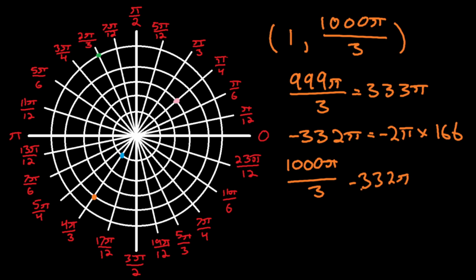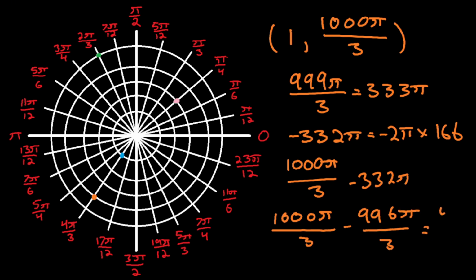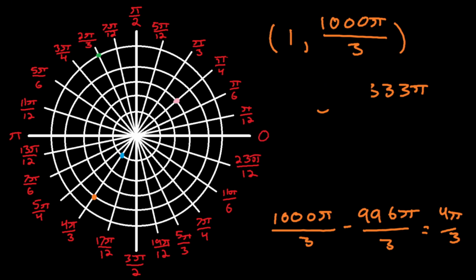Well, we can make it so that the denominators are the same, right? So we have 1,000 pi over 3 minus 996 pi over 3, which is equal to 4 pi over 3, right? And remember, this 996 pi over 3 is the same as subtracting 2 pi 166 times. So the new angle that we actually got after all of this was 4 pi over 3.